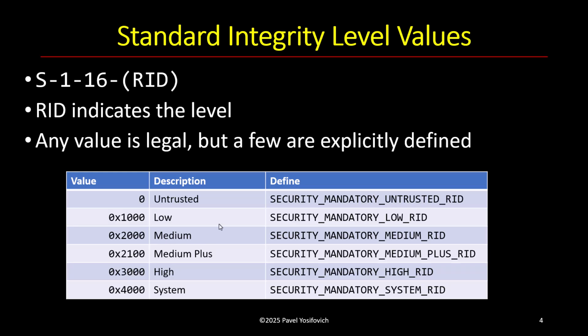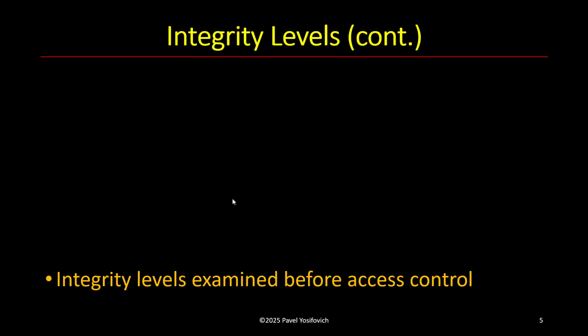So where can you see these integrity levels? I'll describe that momentarily. So the important point here is in the last entry here that says integrity levels are examined before access control, and that's the important point. So the access control we've seen in the first slide is the second thing that is checked, only if the integrity level check is okay, that is, allowed to proceed.